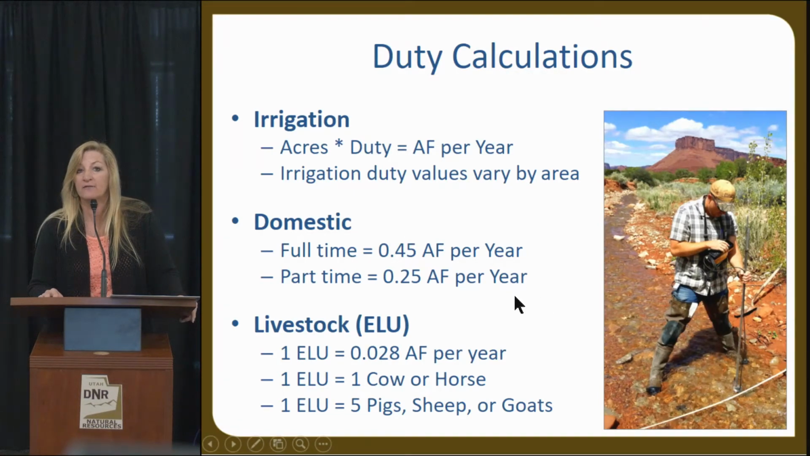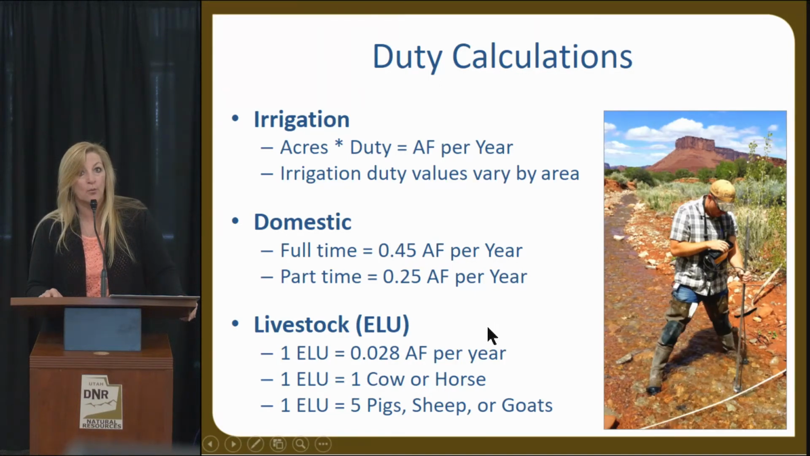Domestic, the standard full-time domestic is 0.45. Part-time domestic is 0.25. For livestock, an equivalent livestock unit is a large animal, a horse or cow. Each horse or cow is 0.028 acre-foot per animal per year. We do prorate by the size of the animal.